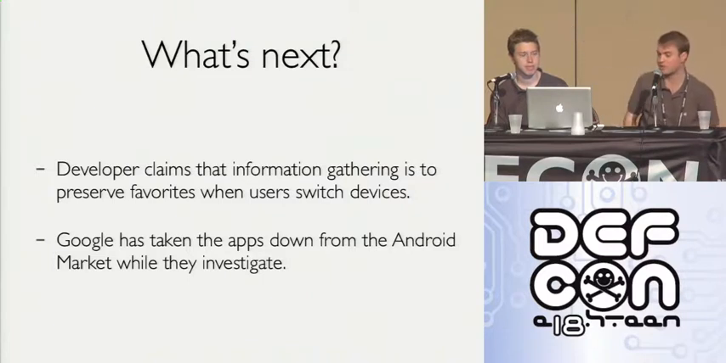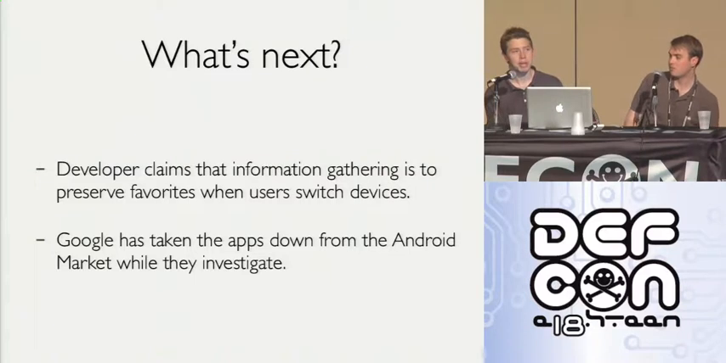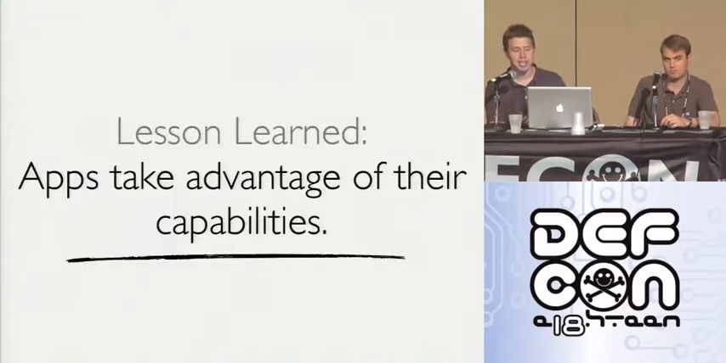I mean, it's ridiculous. And so the claim from the developer is that the phone number was being collected to preserve favorites across devices. So if you uninstall the wallpaper app, you throw your phone away and get a new phone, it will preserve that favorite. Google is investigating the apps right now. They're taken down from the market until they reach a decision. So it'll be interesting to see what happens with this. So what's the lesson here? If applications have capabilities, if they request permissions, as a user, you should assume they're actually accessing them.